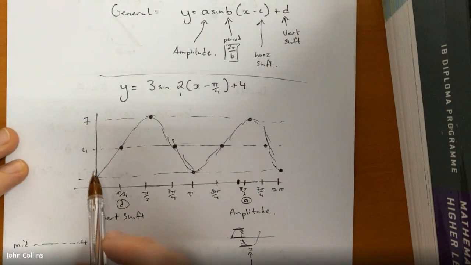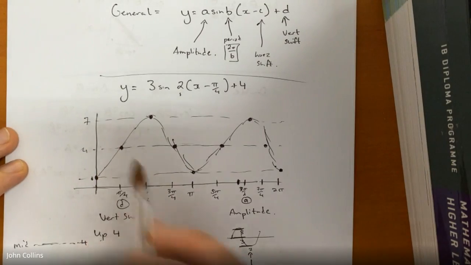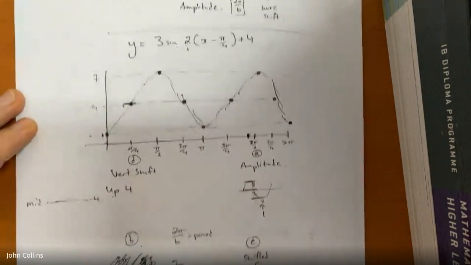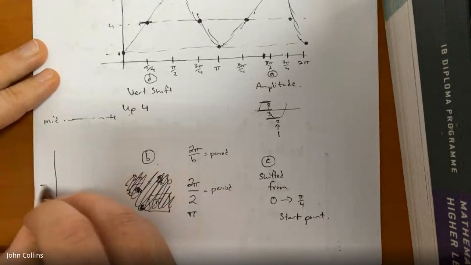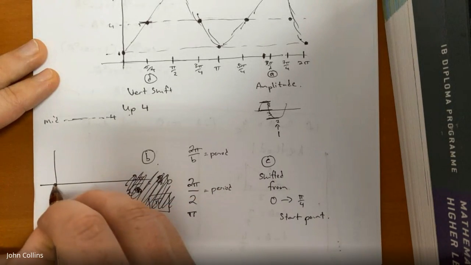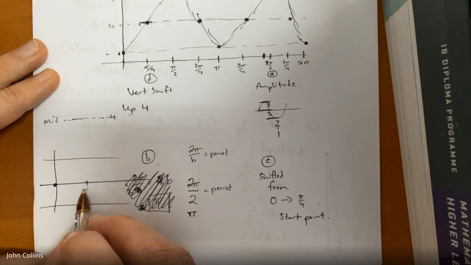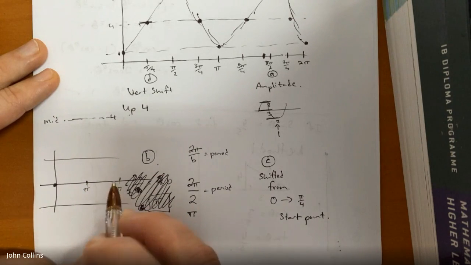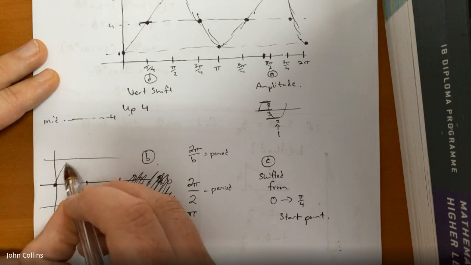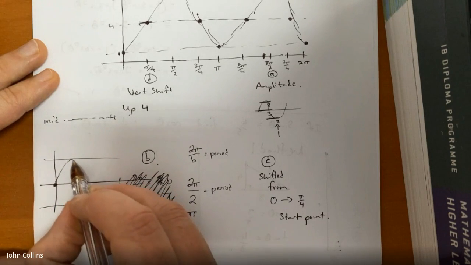Why did it start here at the bottom? Well, it started here. So remember, you need to know your sine function in general. It starts at 0 and goes from 1 to minus 1, and it will go to pi, 2 pi. This is the general shape. It will hit its maximum at 90 degrees and then go down.